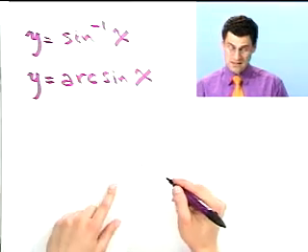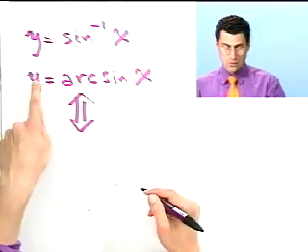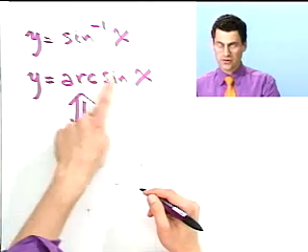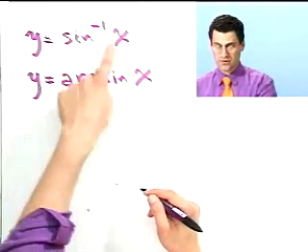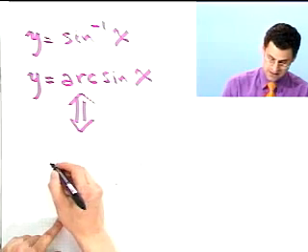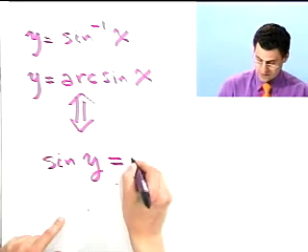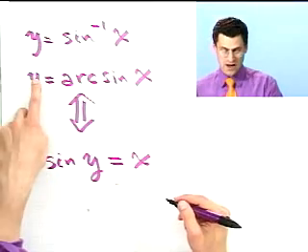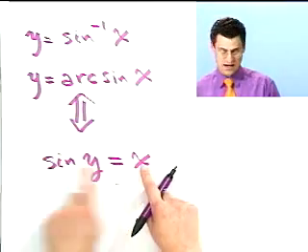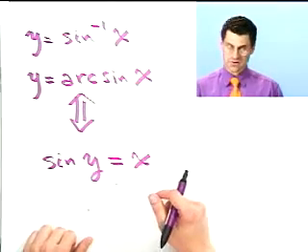And what that means is that y is the angle whose sine is x. So y is the angle whose sine is x. That means that sine of y equals x. These statements say the same thing because y is the angle whose sine is x, so sine of y equals x. So these are inverse functions of each other.